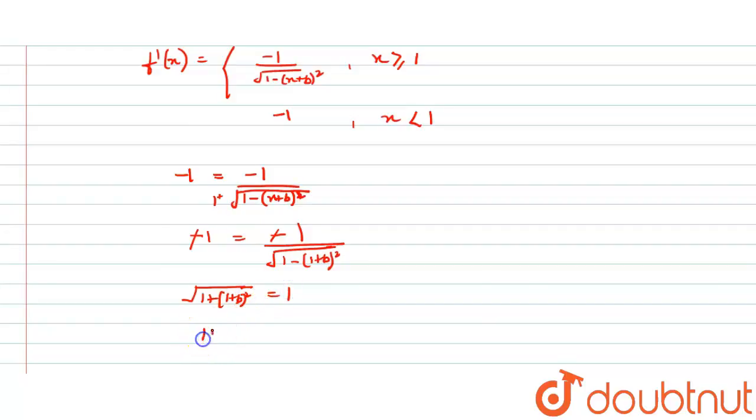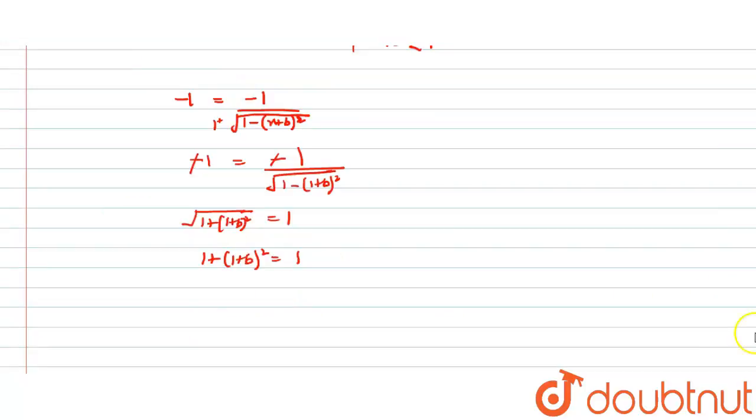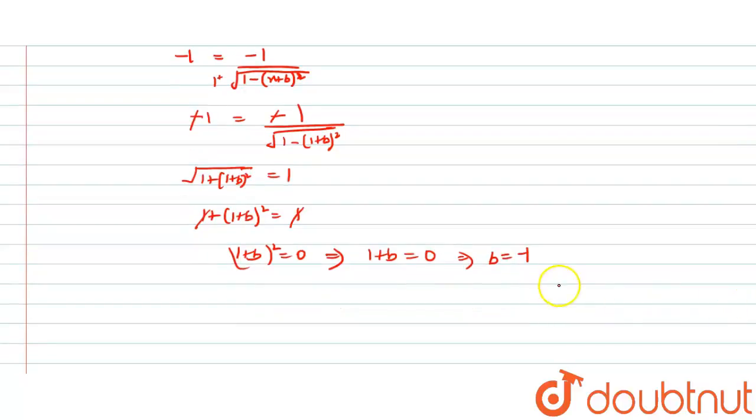So we'll square both the sides. What we are left with is 1 plus b whole square is equal to 1. Now 1 and 1 get cancelled out. So 1 plus b whole square is equal to 0. From here, now we'll take square root on both the sides. So this becomes 1 plus b is equal to 0. Square root of 0 is 0. So what we get from here is that the value of b comes out to be minus 1.